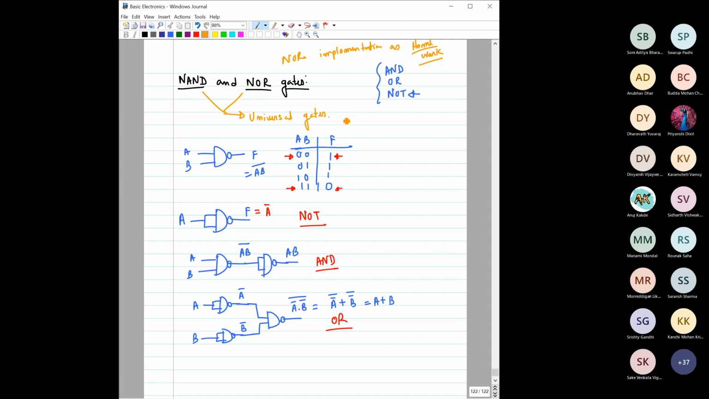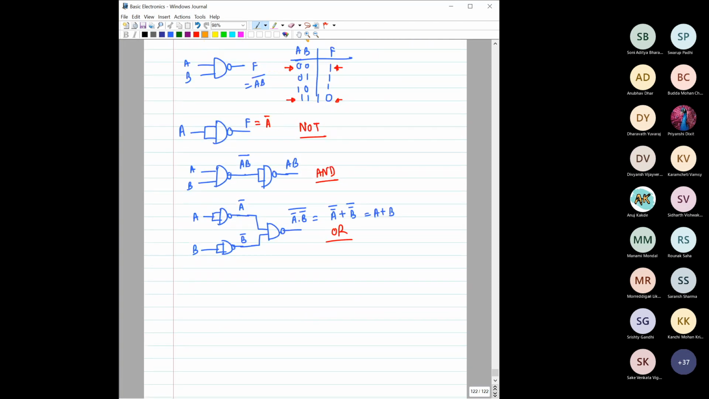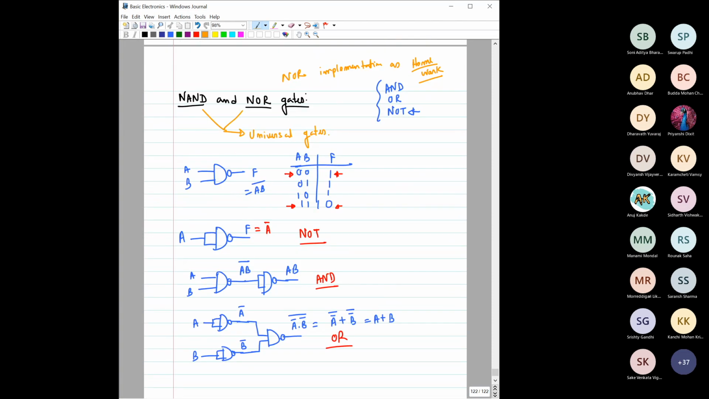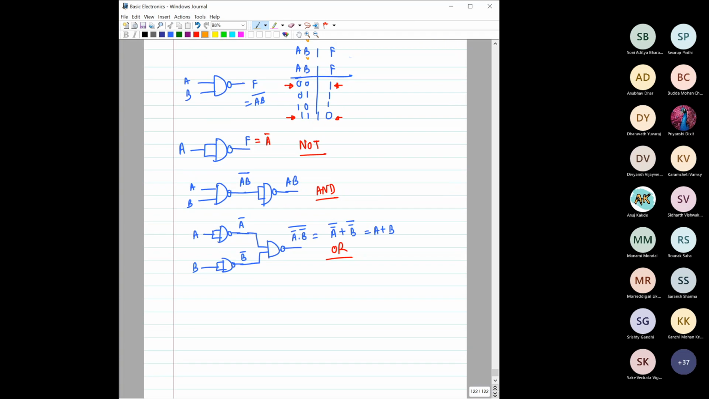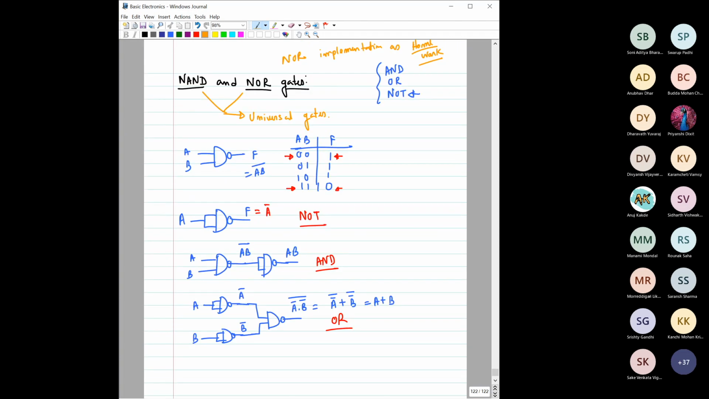Okay. So this is the thing now. Please do this NOR implementation. It should not be very different from this NAND implementation. Just a small thing you have to change, right? But please do it, okay? NOR implementation as well.